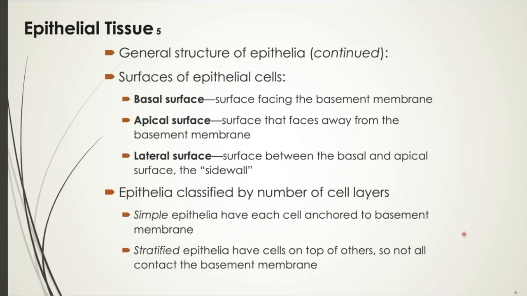Okay, so then the epithelial is going to be classified. Let's go ahead and start first by the number of cell layers. If it's just one cell layer, we're going to call it simple. If it's two or more cell layers, we're going to call it stratified. So the simple epithelial, every cell is anchored to that basement membrane. In stratified, you only have the very bottom layer of cells that is anchored to the basement membrane, and other cell layers are going to layer on top of the bottom layer of cells.